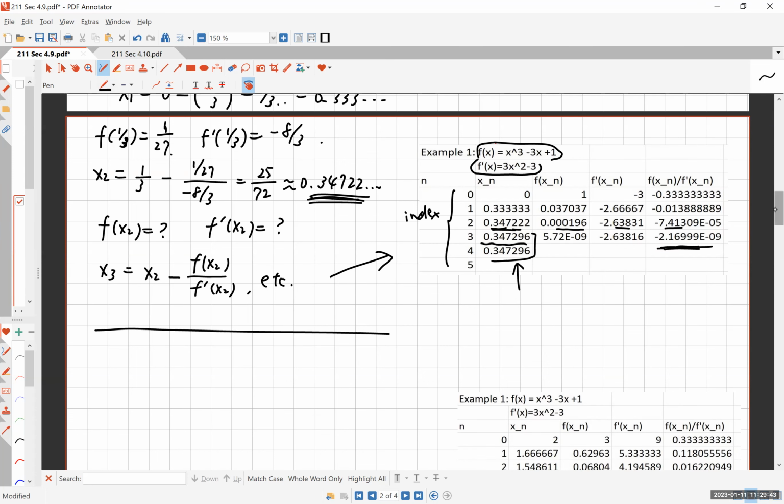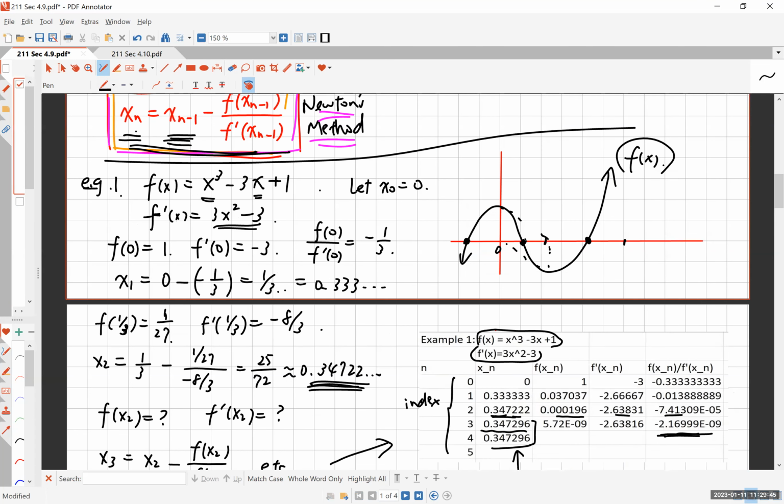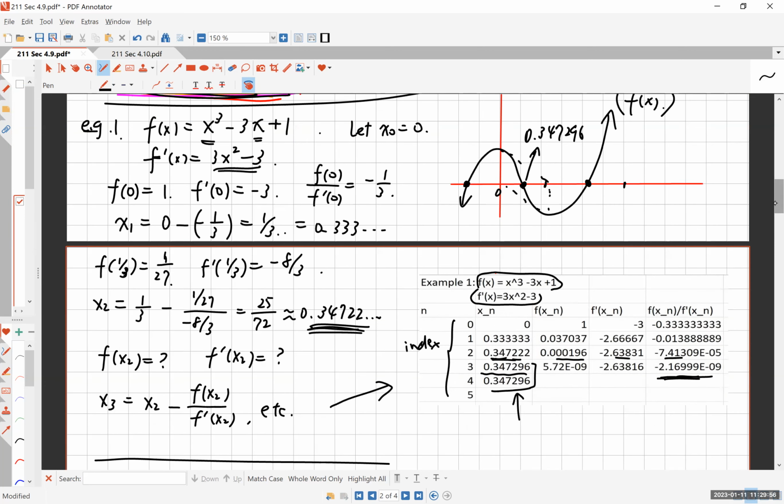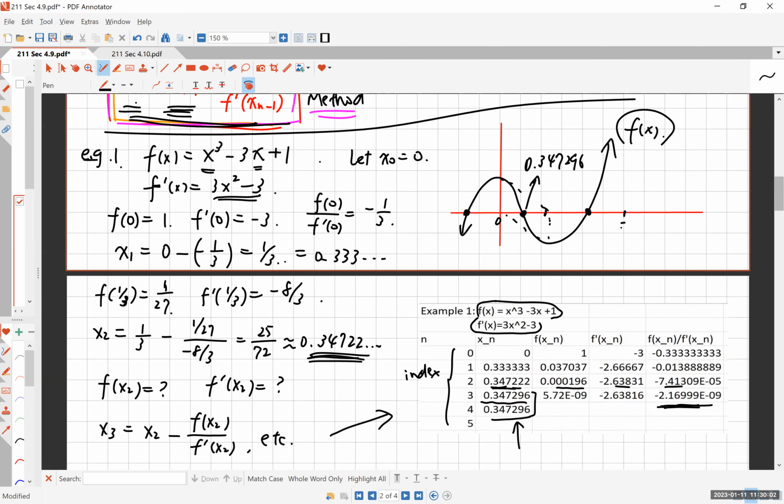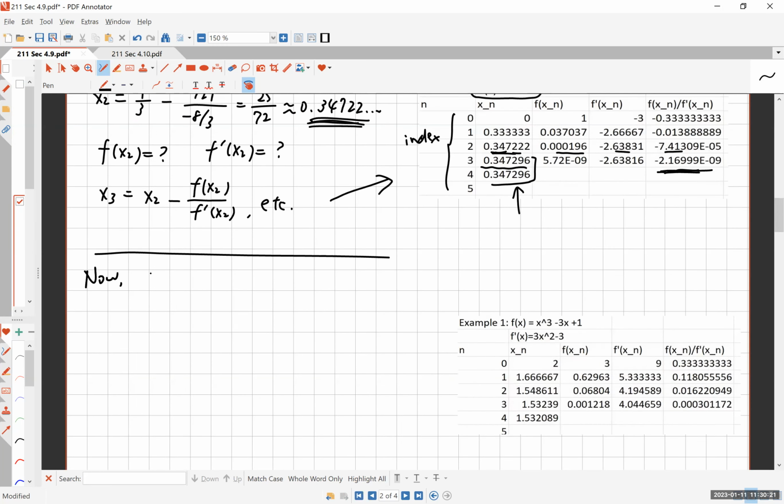Now, I also knew that when I started with 0, I found this number, which happens to be, what did I say, 0.347296. What would have happened if I started with 2? 2 happens to be somewhere around here, so when you do 2, this is x0, then x1 would be somewhere here, and then x2 will be somewhere here, and this process, if you start at 2, is going to find this 0. Are you ready for that? So now let's start again.